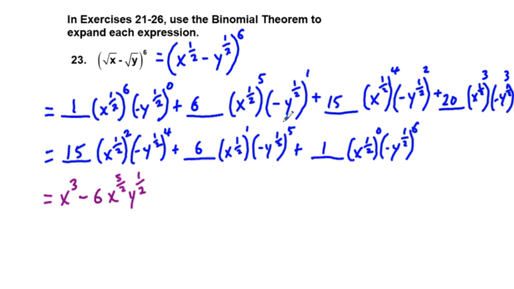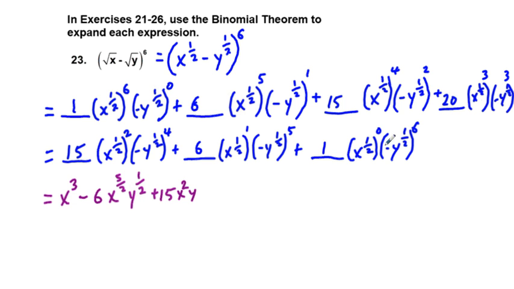Next one we're going to have, this time here we're squaring the negative sign, so the next one is going to be plus. We have x to the 1/2 to the 4th power, which is going to be x squared. And we're going to get y to the 1/2 times 2, so it's going to be y to the 1st power. Next one here is, oops, I forgot something, didn't I? I forgot the 15, didn't I? So we get 15 x squared y.